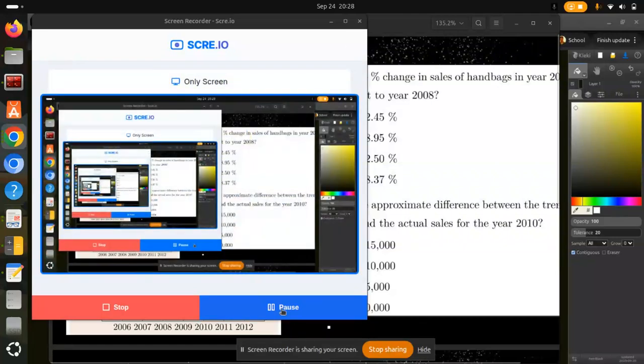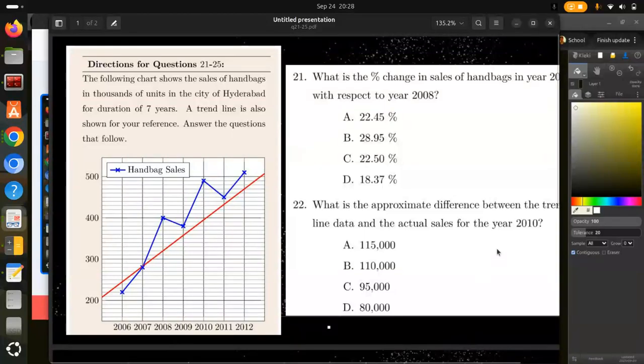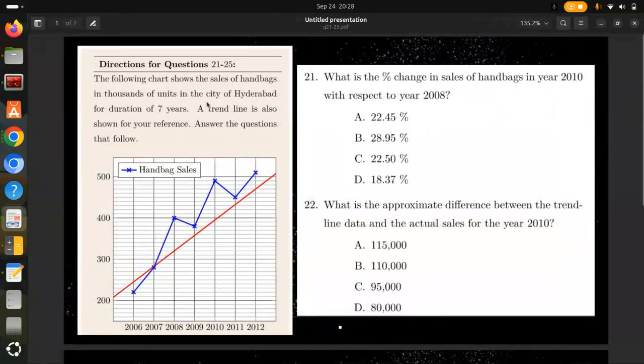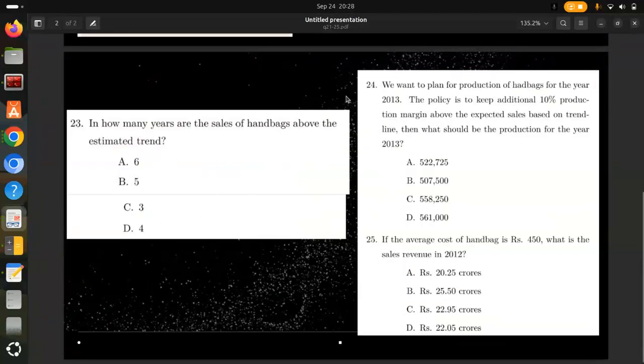Hello, everyone. So let's work on another question on the subject of data interpretation. Here on the screen, I am showing directions for questions 21 to 25. You will see one line chart on the left side of your screen, and then there are questions 21 and 22. The other questions, 23, 24, and 25, are all now displayed on your screen.